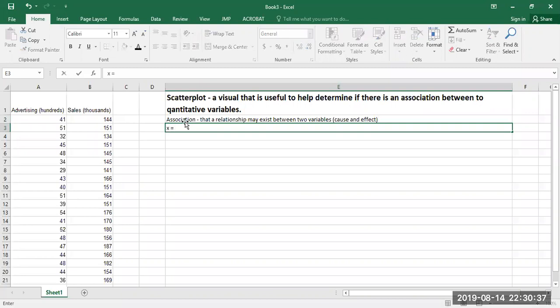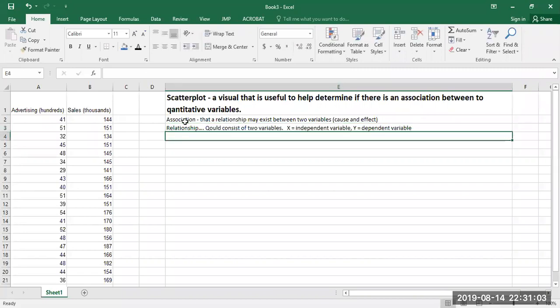When we do this, we're going to have a couple of variables. We're going to have an X when we think there is a relationship. So if a relationship were to exist, that relationship would consist of two variables. The X variable, which is known as the independent variable, and the Y variable, which is known as the dependent variable. And the way I like to remember it is that Y depends on X.